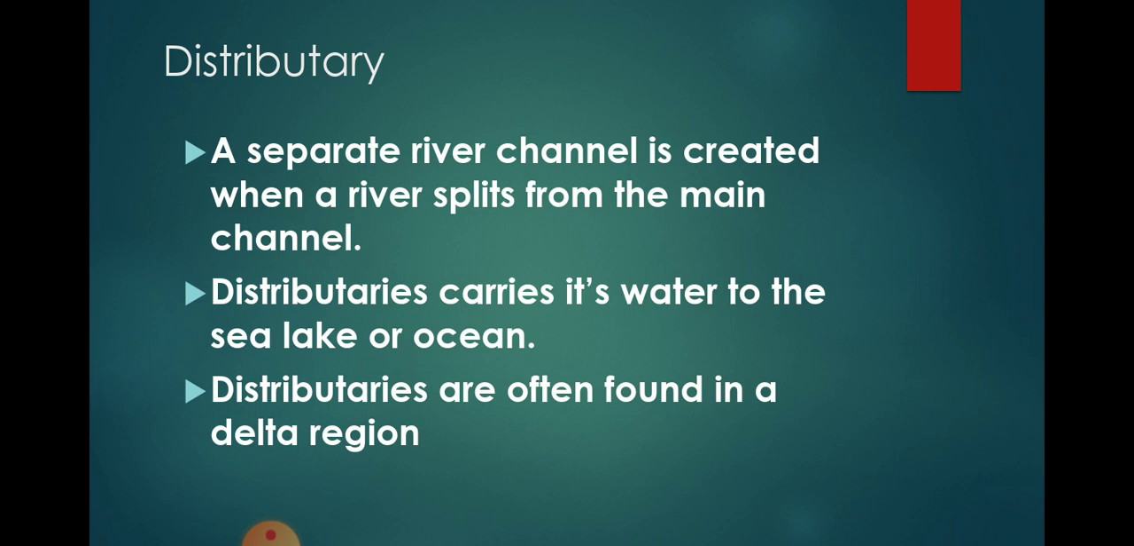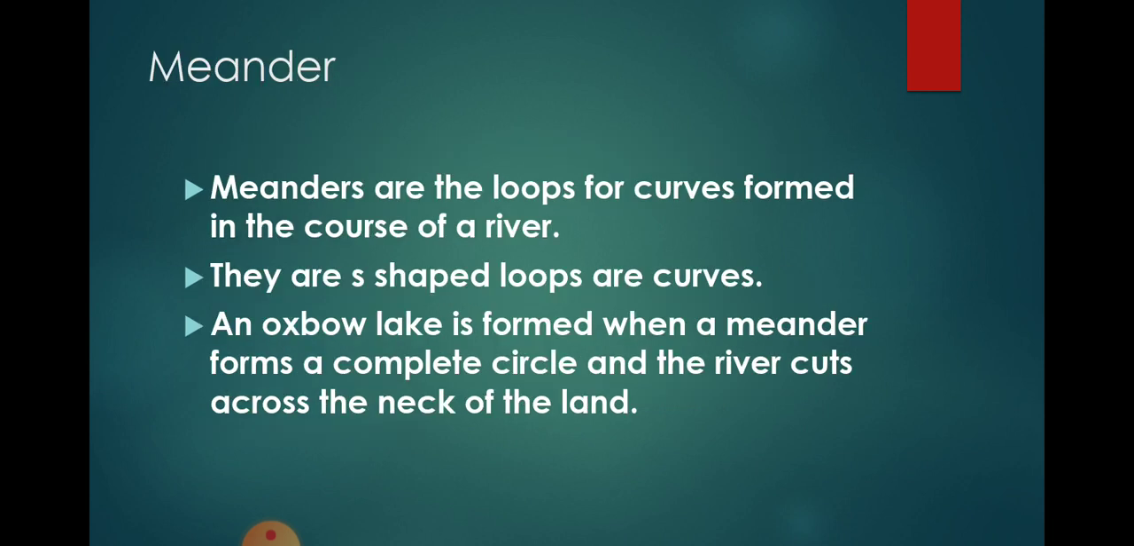Now we'll see the next important topic of your chapter, that is a meander. What is a meander? We can say that meanders are the loops, usually called S-shaped loops or curves, formed in the course of a river. While the river flows, it deviates from its original flowing direction due to so many reasons, and because of that S-shaped features are formed.